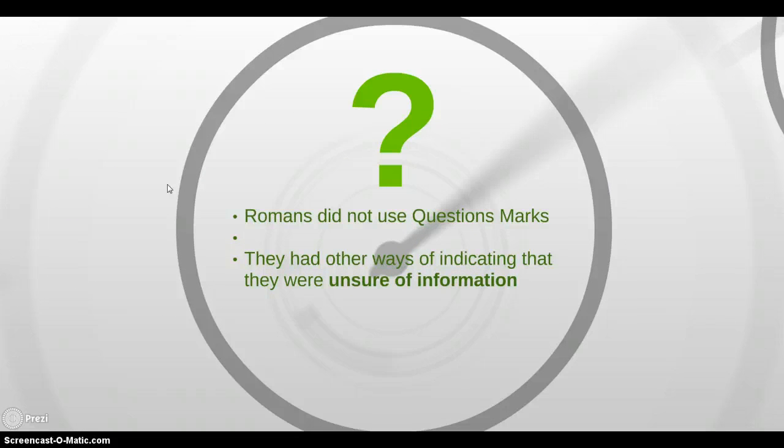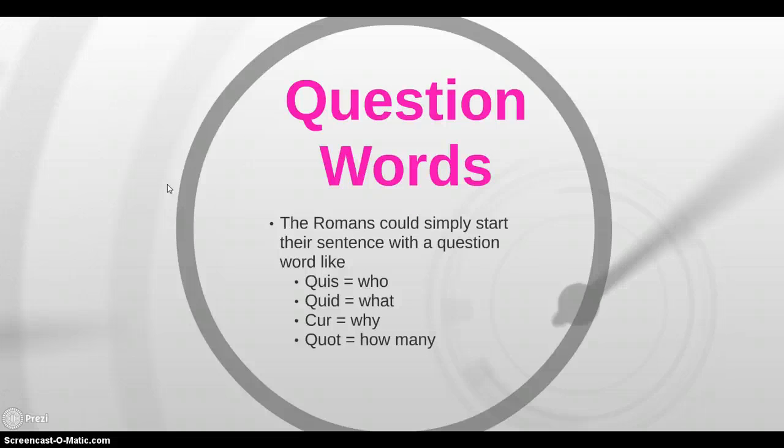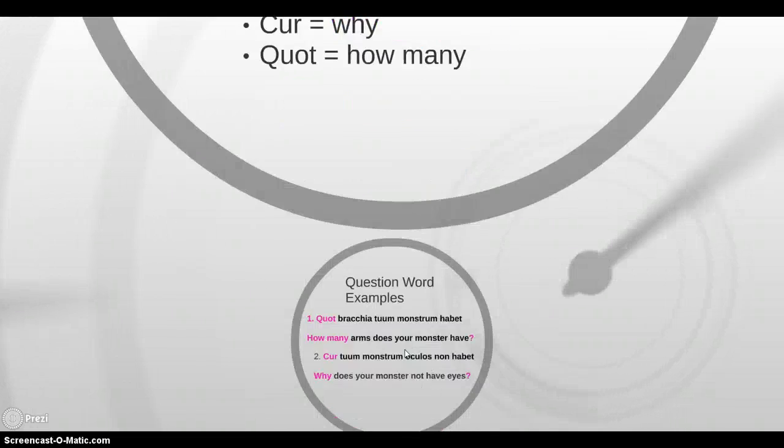The Romans did not use question marks. They had to figure out other ways of indicating information that they were unsure of. For example, they used question words. The Romans could simply start their sentence with a question word like quis, which means who, quid, which means what, cur, which means why, quote, like we use with the monsters, which means how many. Who, what, when, where, why. I'm starting to sound like Pancharosa. A Roman could just start a sentence with a word like that.